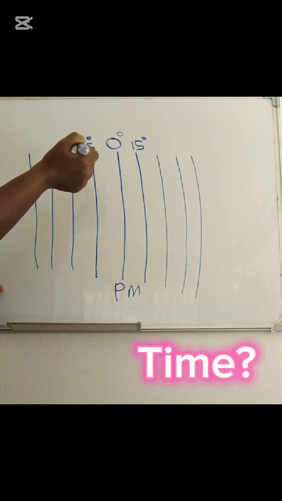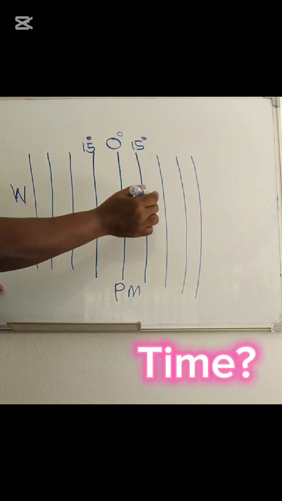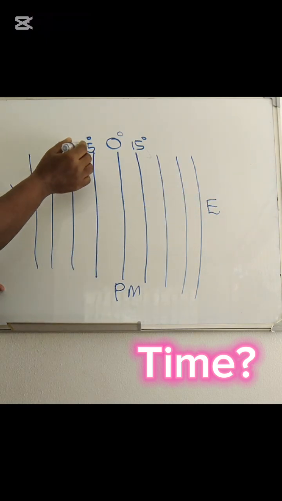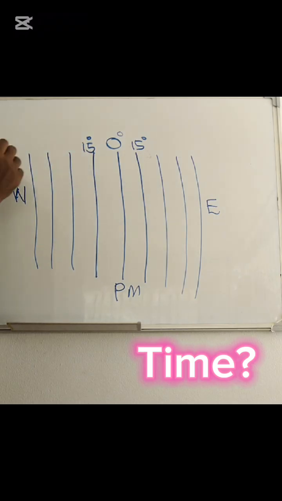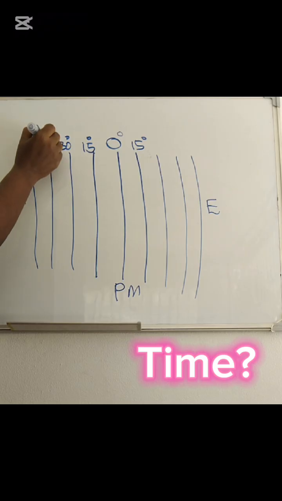Okay, so left of the prime meridian would be west, right? And right would be east. Okay, so toward the west, 15 degrees here for this line of longitude. Then the next 30, 45, adding another 15 degrees, 60.